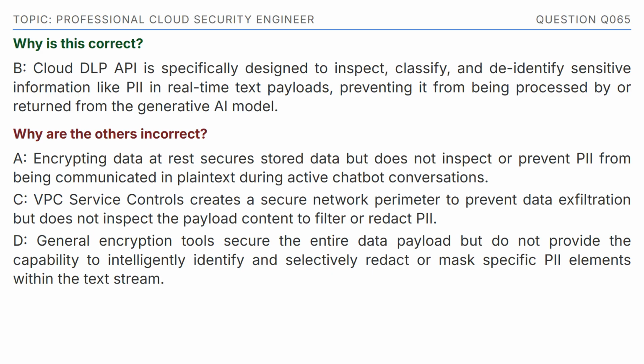Why are the others incorrect? A. Encrypting data at rest secures stored data but does not inspect or prevent PII from being communicated in plaintext during active chatbot conversations.